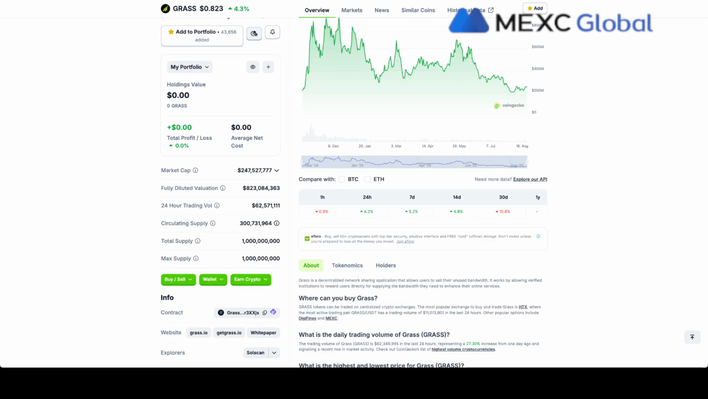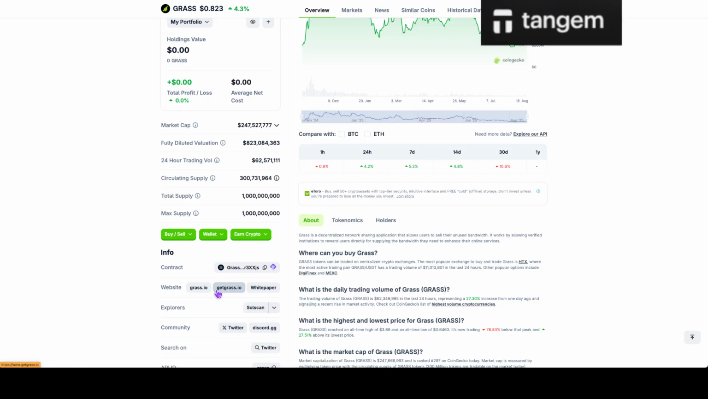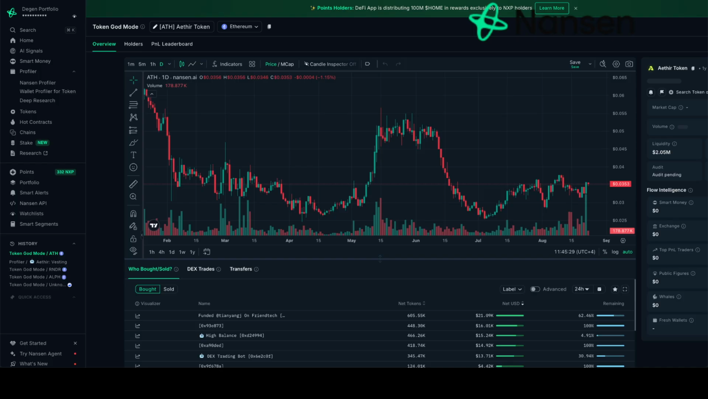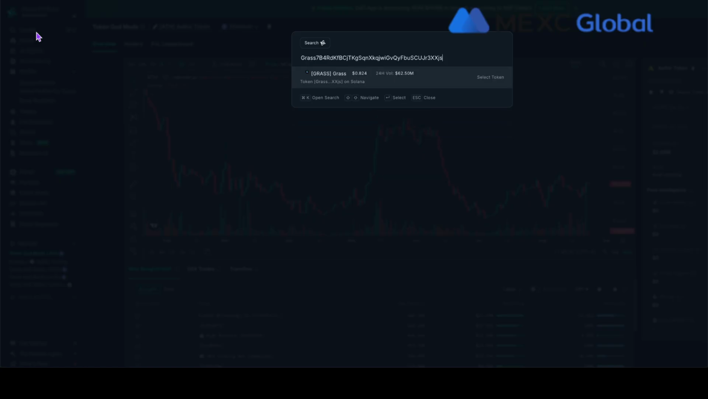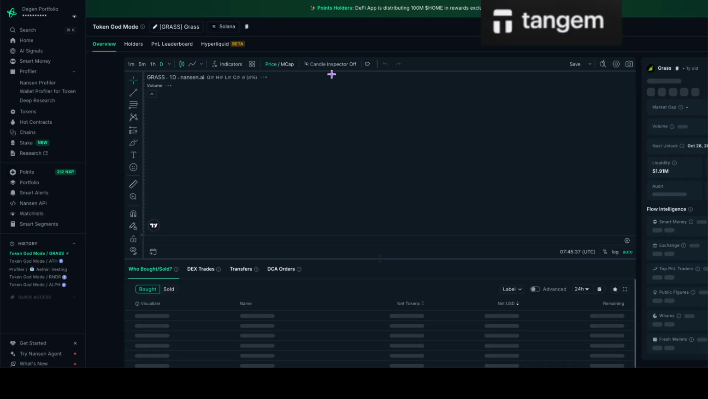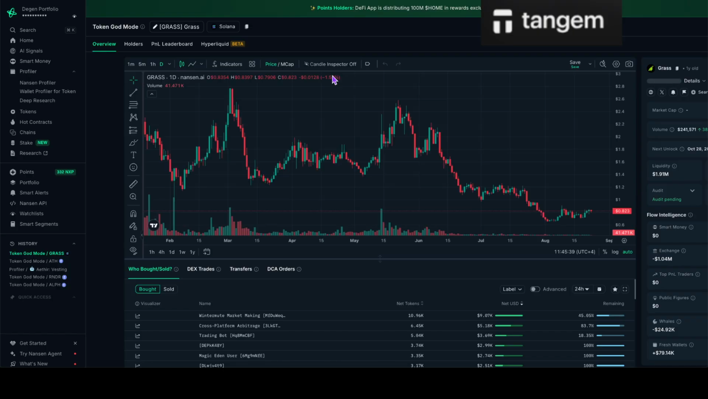So Grass, guys, it's a DePIN project. I've been mining it. I had a nice airdrop from it. The entire community was mining it. But I do believe Grass is just one of these projects that was done so well. Let's have a look at this for the first time. We've got the contract address. We go to the token God mode and boom, we are in the Grass overview.